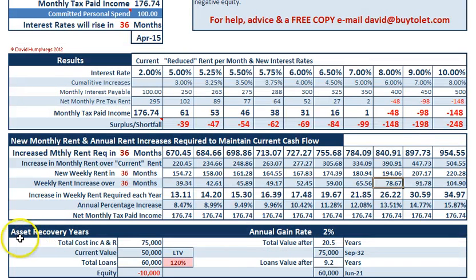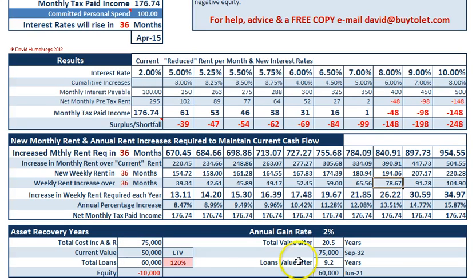The next panel looks at the asset recovery years. Where the current value is less than the total original cost including acquisition and refit, we work out the number of years it will take for the current value to reach the original cost at a gain rate of 2%, for example. Likewise, where we are in negative equity, how long will it take for the value to increase to equal the total amount of loans?